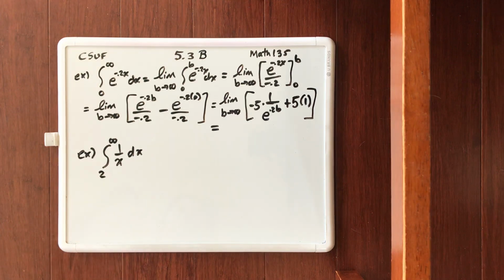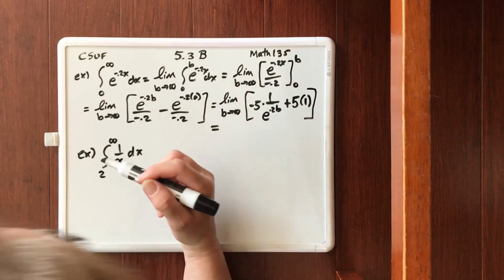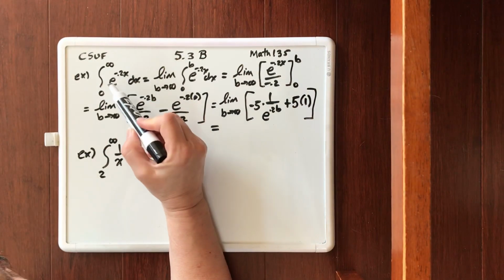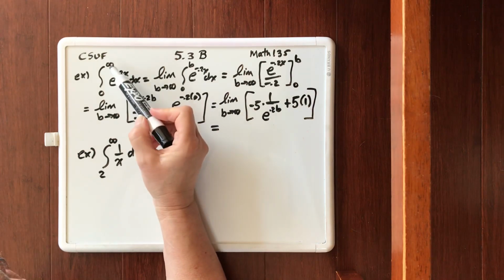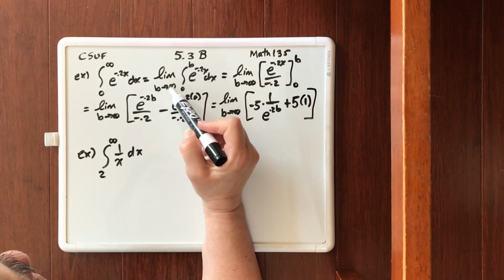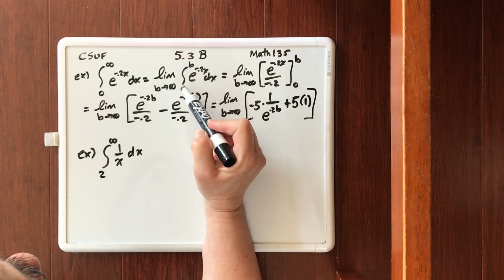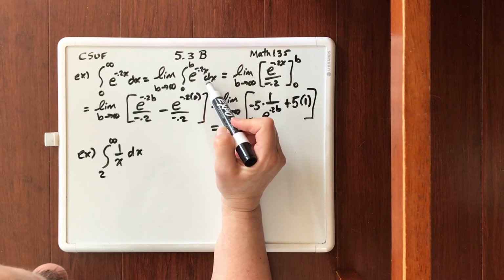Hi, this is 5.3b. I went ahead and wrote up a problem to save some time, but let's work it out together. We're going to integrate from 0 to infinity of e to the negative 0.2x dx. Because this is going to infinity, we have to change this to a limit as b approaches infinity of the integral from 0 to b of e to the negative 0.2x dx.